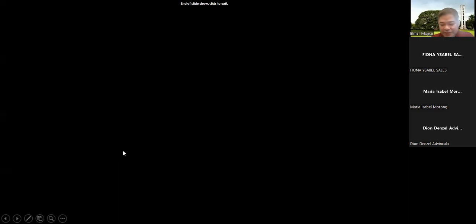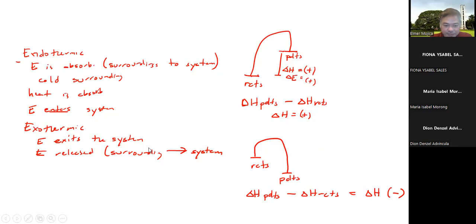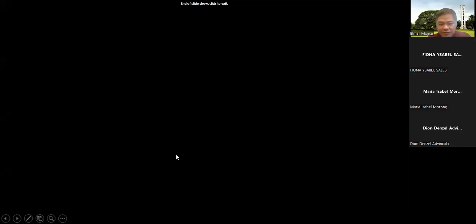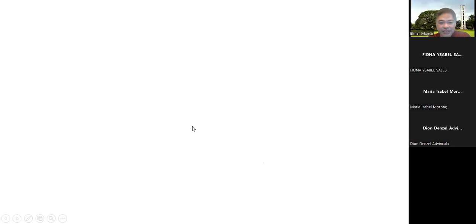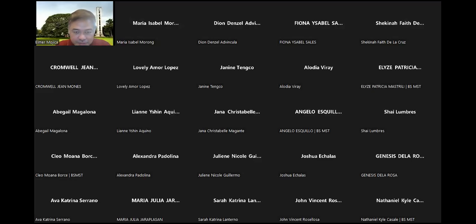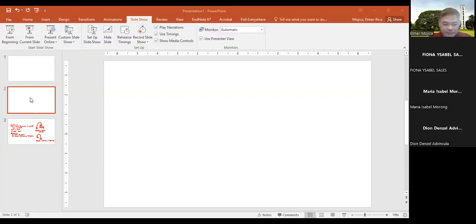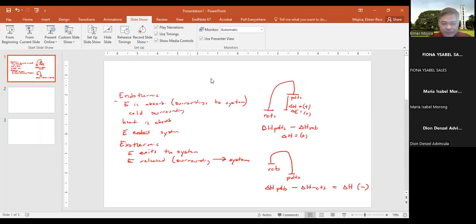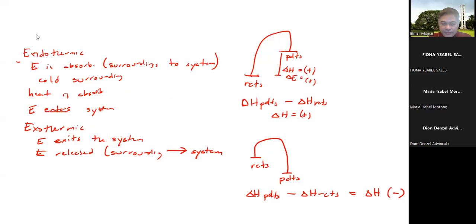Oh, I made a mistake here. So this should be the other way around. Thank you for noticing it. So it should be system to the surrounding. So it's from the system going to the surrounding.